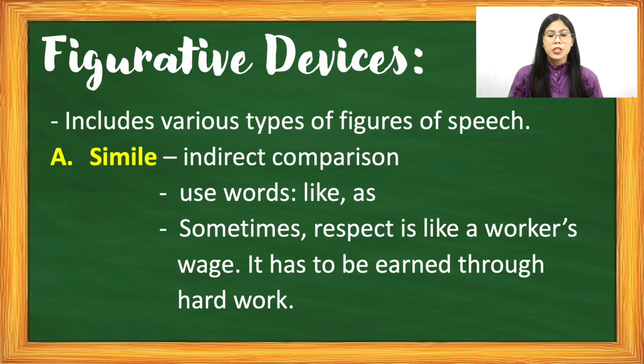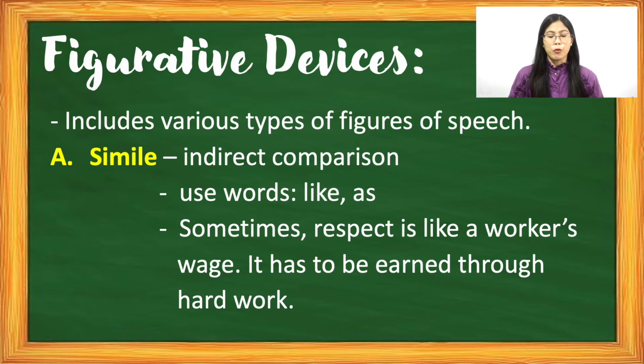Example, "Sometimes respect is like a worker's wage. It has to be earned through hard work." As you can see here, we use the word like and it compares two different things such as respect and worker's wage. They are compared because they are both earned through hard work.